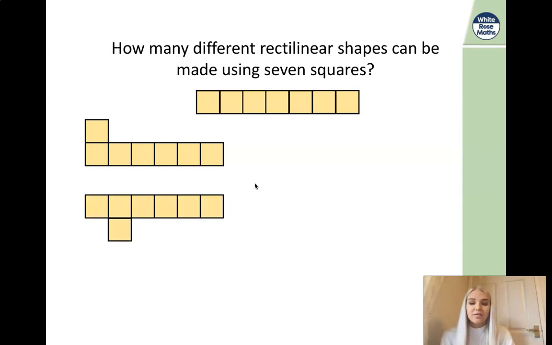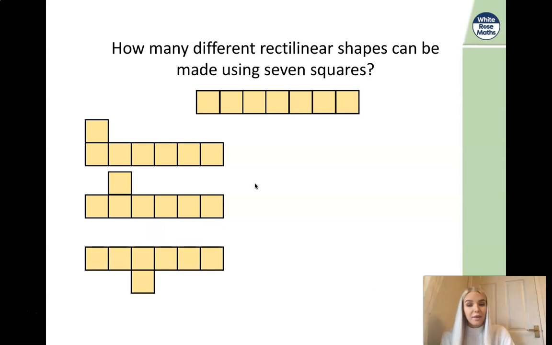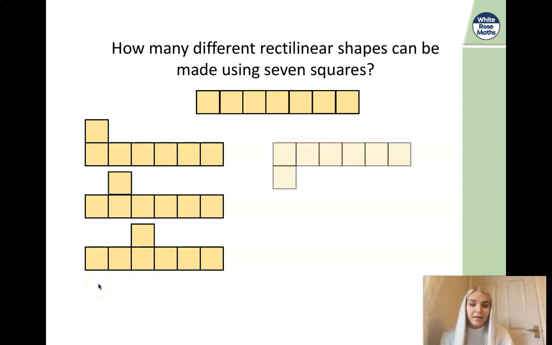Another way I could make a different rectilinear shape using 7 squares is to place the same square but underneath the second square in the line. Then I could move it to the second square in, up and across. And then I could work systematically and go to the third square across. Then I could move it across one, up again and up again.